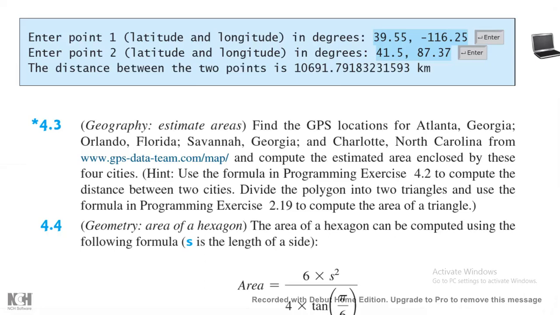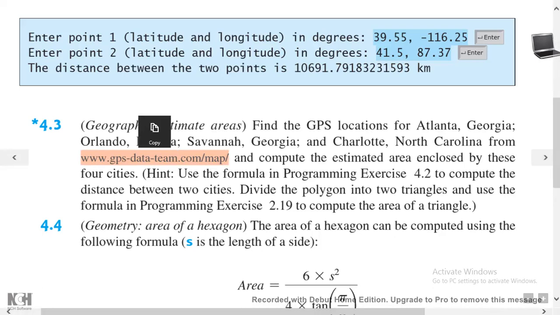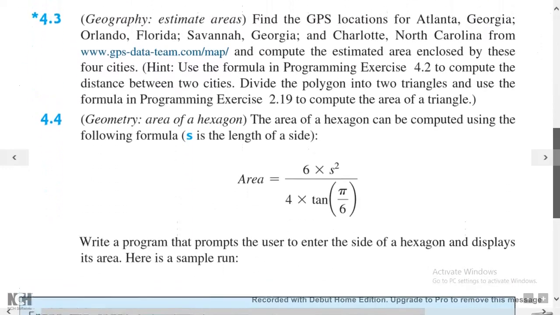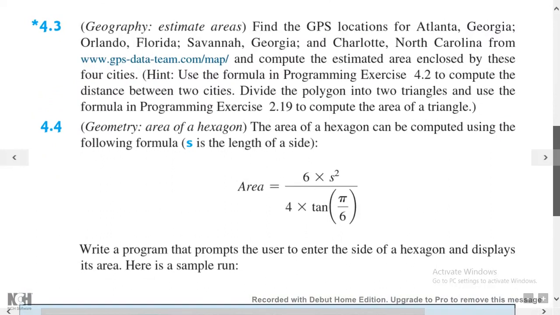So they want us to find the GPS location for Atlanta, Georgia, Orlando, Florida, Savannah, Georgia, Charlotte, whatever. The point is, from that map, this one right here, I went to this website, couldn't find it though, right? So that's why I decided to just skip the whole exercise. But if you can find it on your own, I strongly suggest you give it a try. What we're going to do today is exercise 4.4.